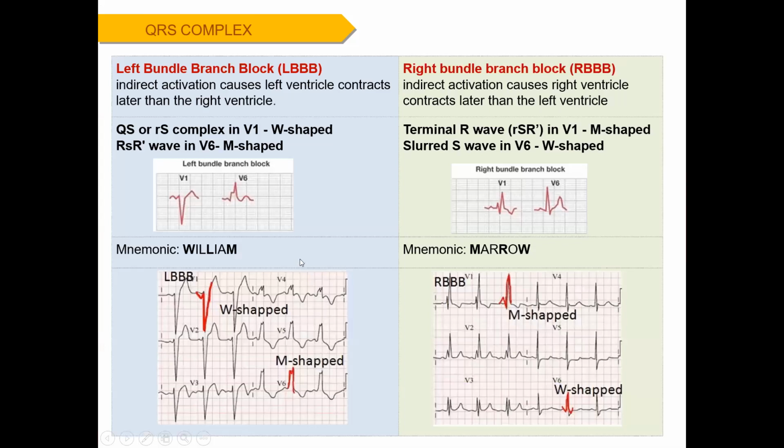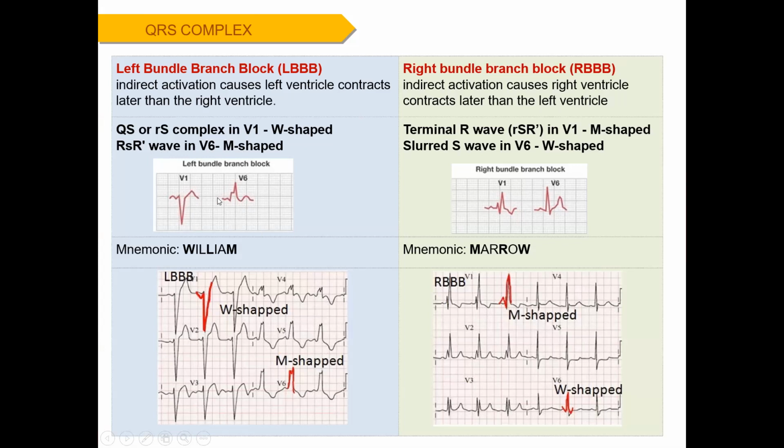Now coming to QRS complex, left bundle branch block. In left bundle branch block, you have to look at V6 and V1. In V6 the complex will be M-shaped, look at this, this is M-shaped, and in V1 it will be W-shaped.